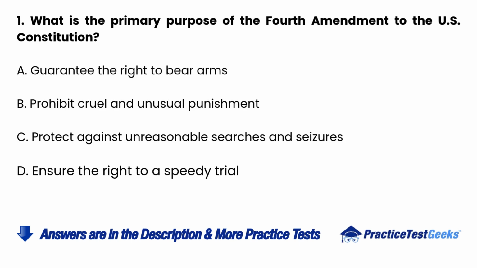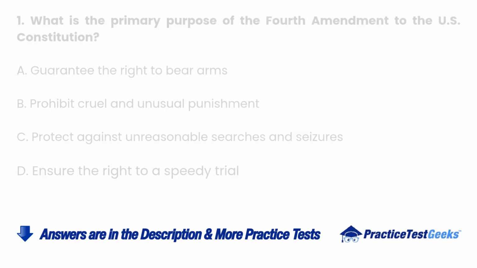1. What is the primary purpose of the Fourth Amendment to the U.S. Constitution? A. Guarantee the right to bear arms. B. Prohibit cruel and unusual punishment. C. Protect against unreasonable searches and seizures. D. Ensure the right to a speedy trial.